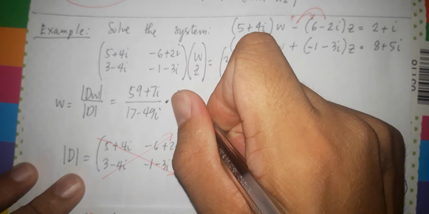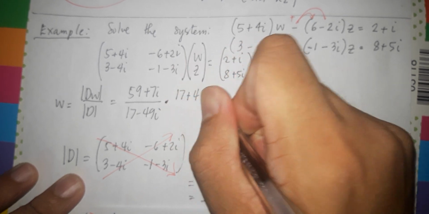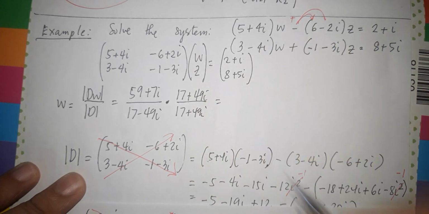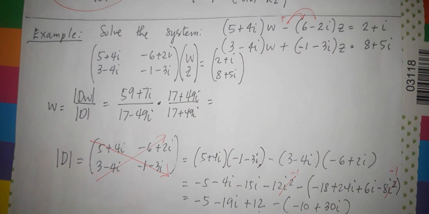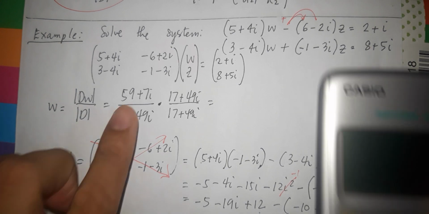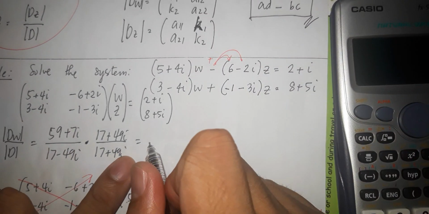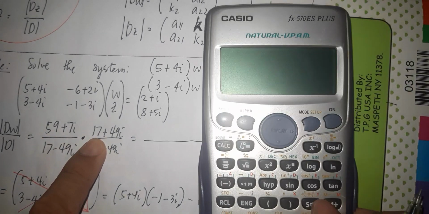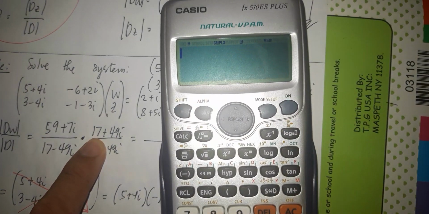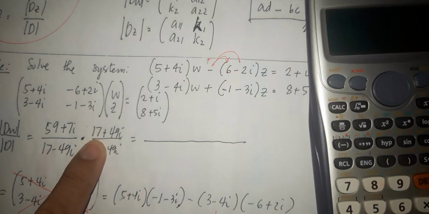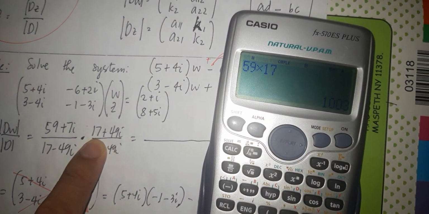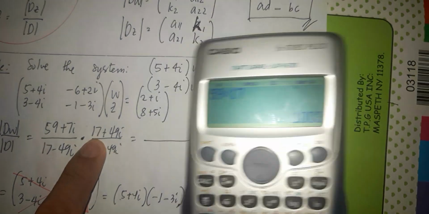I just need to multiply by the conjugate, 17 plus 49i over 17 plus 49i. So I think I'll be needing a calculator here. Multiplying, that gives you 59 multiplied by 17. That's 59 times 17, which is 1003.